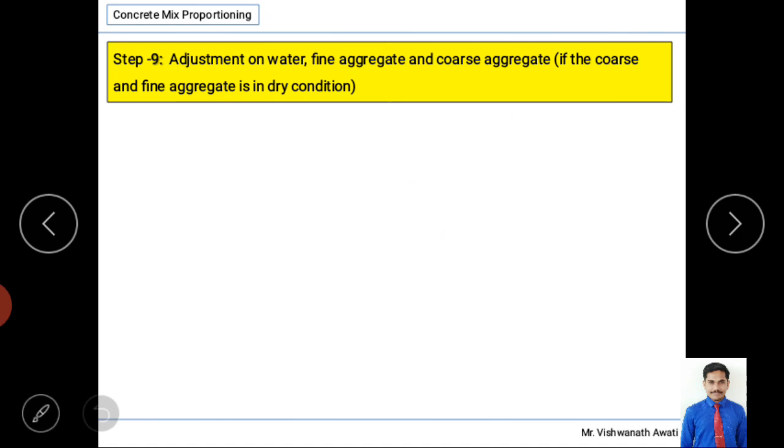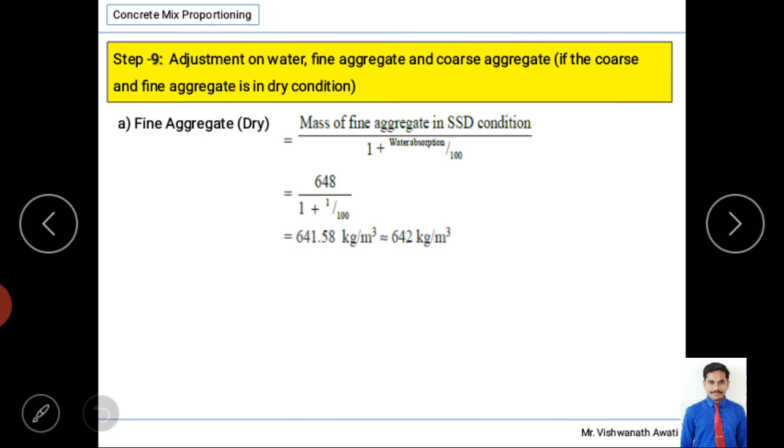if the coarse aggregate and fine aggregate are in a dry condition. Correct. So here also we have a simple formula. No need to worry. If you remember the trick, with this simple formula we can calculate for both fine aggregate and coarse aggregate. The formula is mass of fine aggregate in SSD condition. Just go to step number 8. You will get to know the mass of fine aggregate in SSD condition. It is 648, divided by 1 plus water absorption. The given water absorption value in the given data is 1%. That is, we substituted 1.